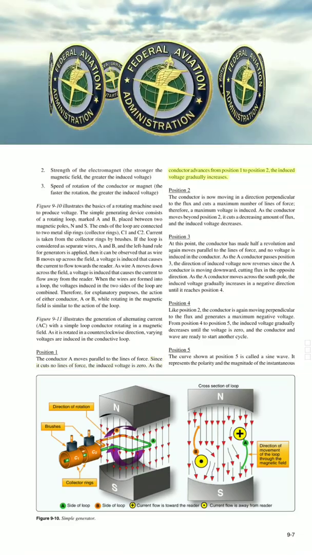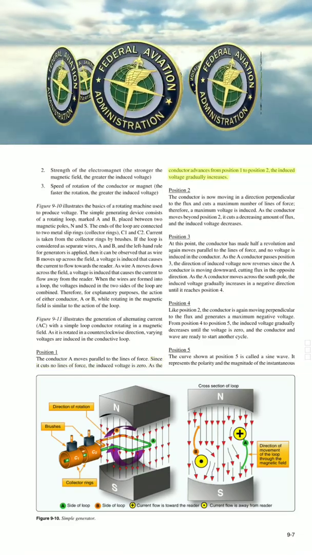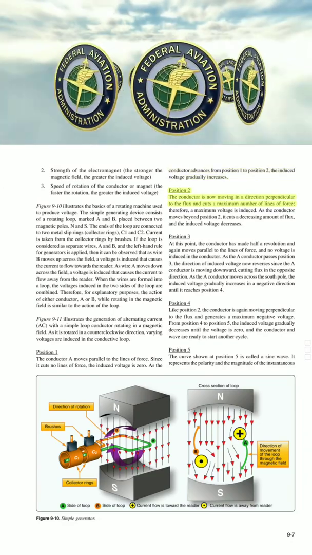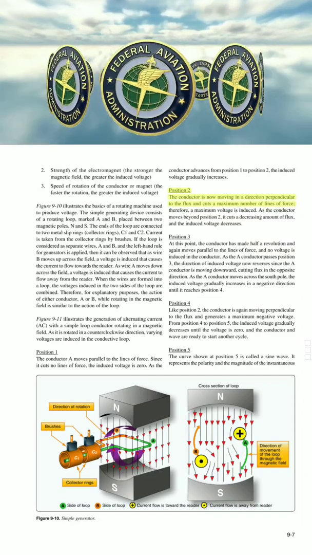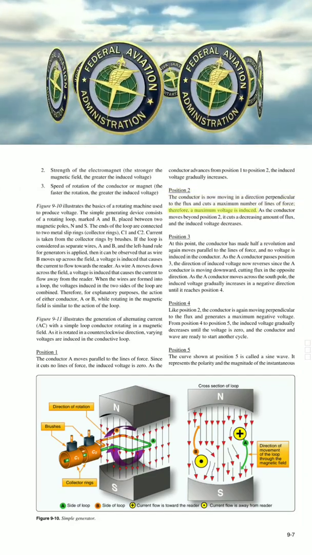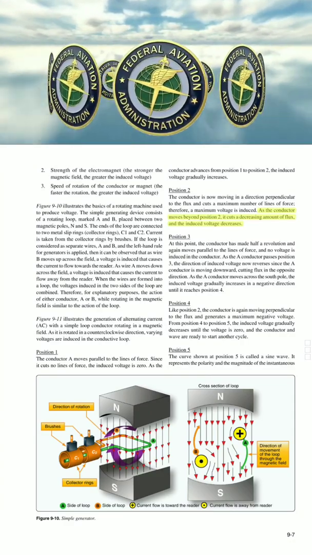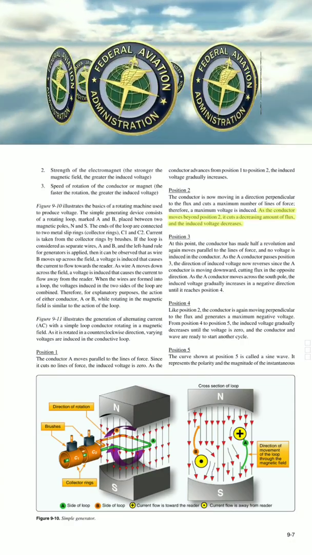As the conductor advances from position 1 to position 2, the induced voltage gradually increases. Position 2: The conductor is now moving in a direction perpendicular to the flux, and cuts a maximum number of lines of force. Therefore, a maximum voltage is induced. As the conductor moves beyond position 2, it cuts a decreasing amount of flux, and the induced voltage decreases.